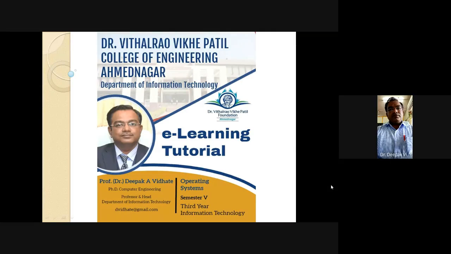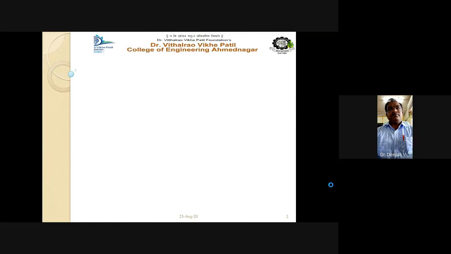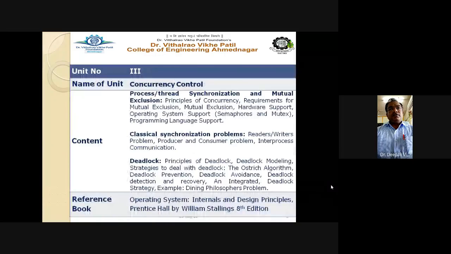Good morning, all. So today we are starting the third unit of operating system, that is process synchronization. The process synchronization, or also it is called as the concurrency control. So the topics to be discussed in this third unit are the synchronization between the process and thread, mutual exclusion, the principles of concurrency, requirements for mutual exclusion.